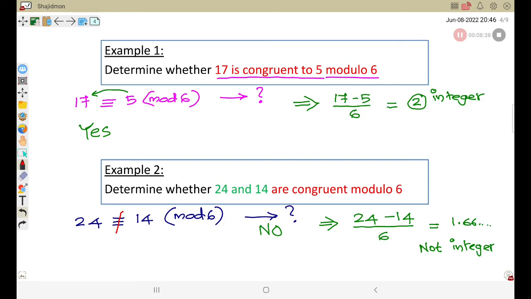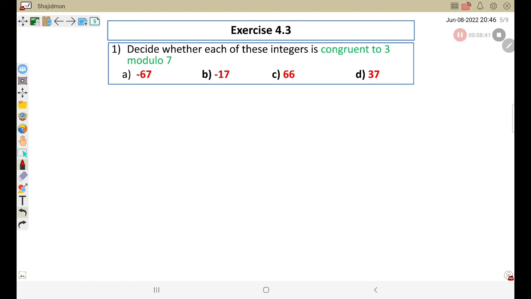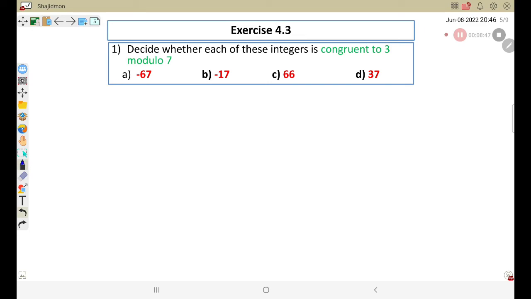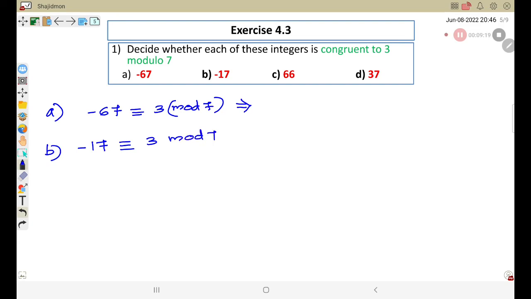Now we will go to the exercise from this section. Exercise 4.3, first question. Decide whether each of these integers is congruent to 3 modulo 7 or not. The first number is minus 67. So we need to check whether minus 67 is congruent to 3 modulo 7 or not. This is the A part. In the B part we need to check minus 17: is minus 17 congruent to 3 mod 7 or not?